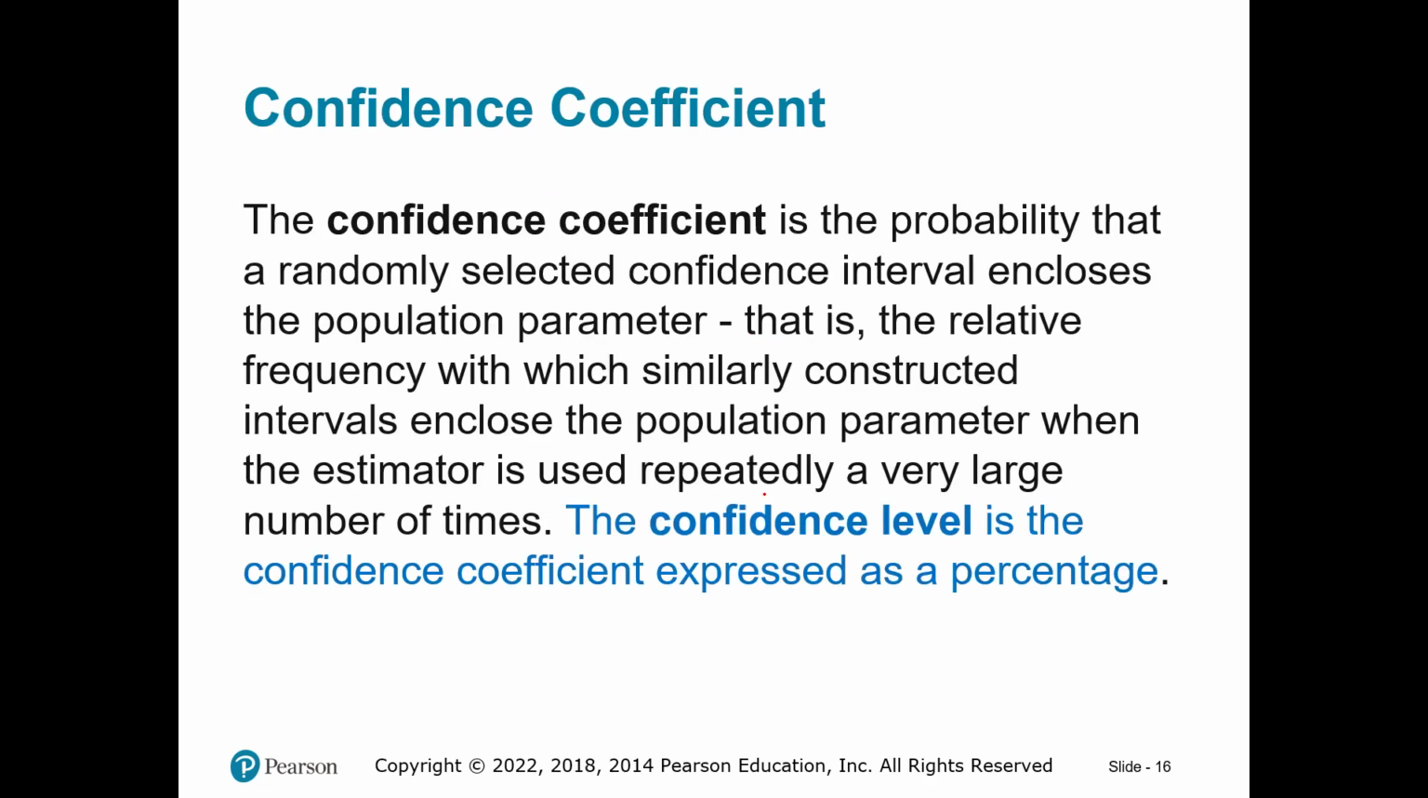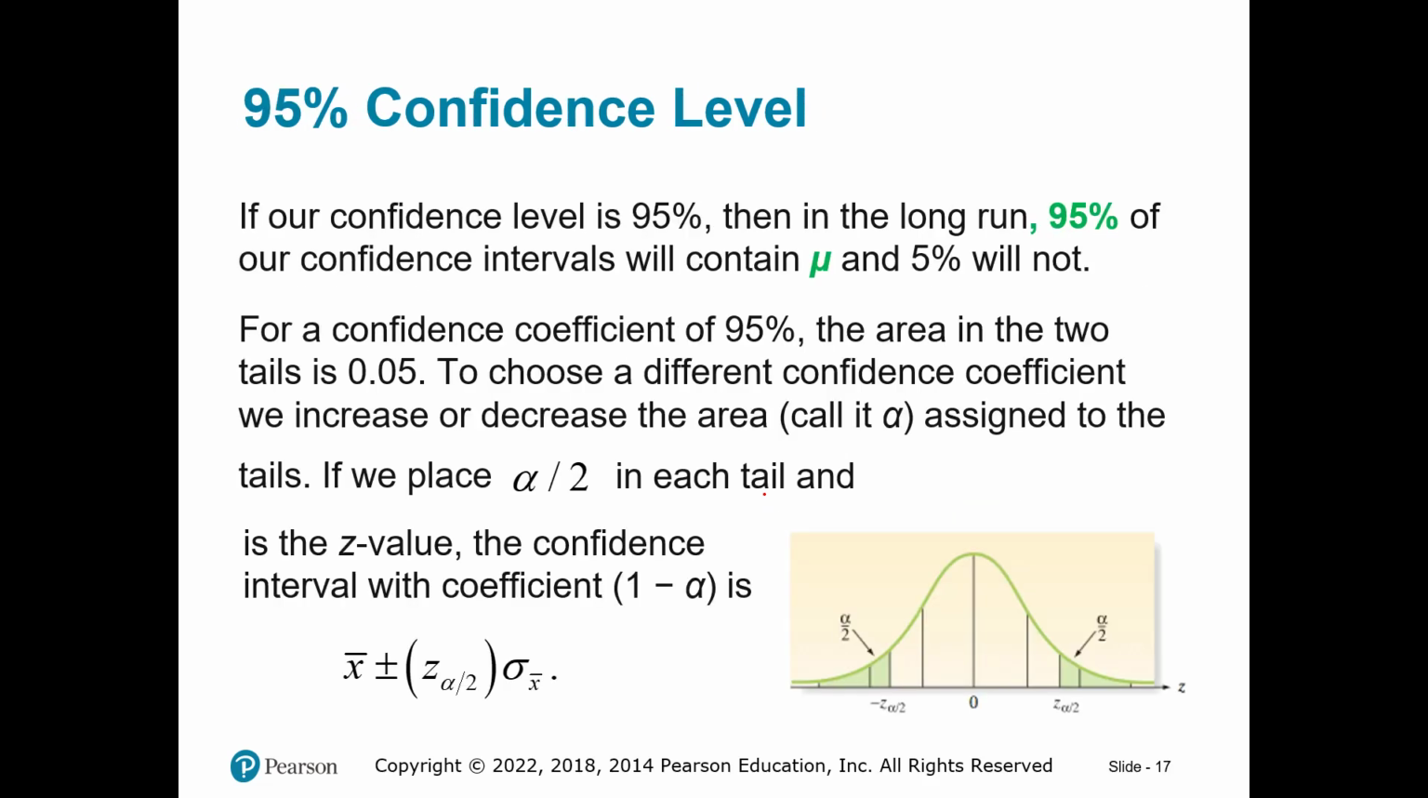So the confidence coefficient is the probability that a randomly selected confidence interval encloses the population parameter. That is, the relative frequency with which similarly constructed intervals enclose the population parameter when the estimator is used repeatedly a very large number of times. So the confidence level is the confidence coefficient expressed as a percentage. For example, 90%, 95%, okay?